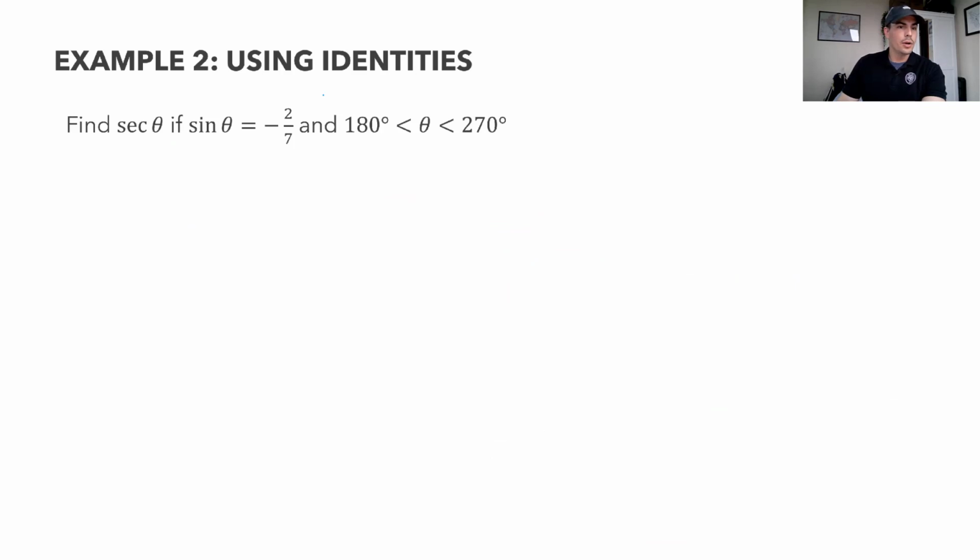All right, here we go. We're going to find secant, second example, if sine is negative 2/7, and we're given, again, a range for our theta. Okay, so you guys pause this video and see if you can't find secant using our trigonometric identities.